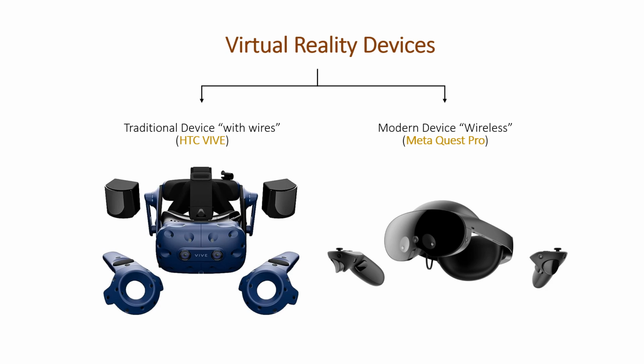And these are the virtual reality devices. So we have mainly 2. At the beginning, we purchased the traditional device, and then more recently, we could purchase the wireless, which is the modern device, using Meta Quest Pro.